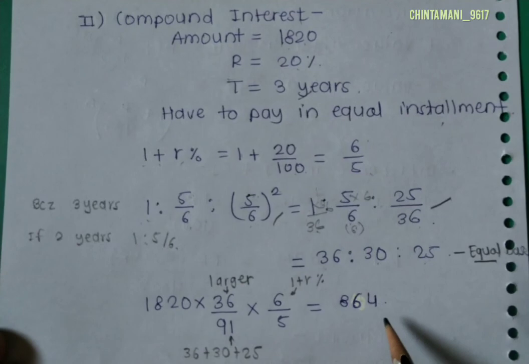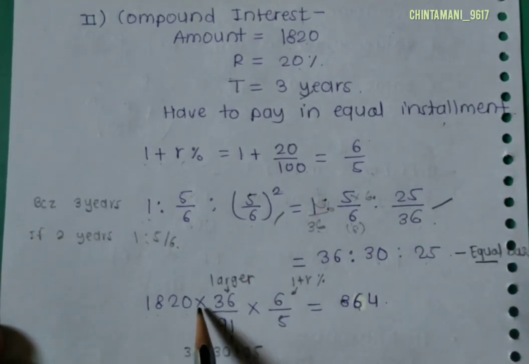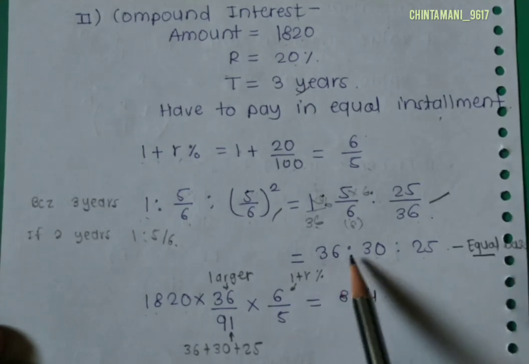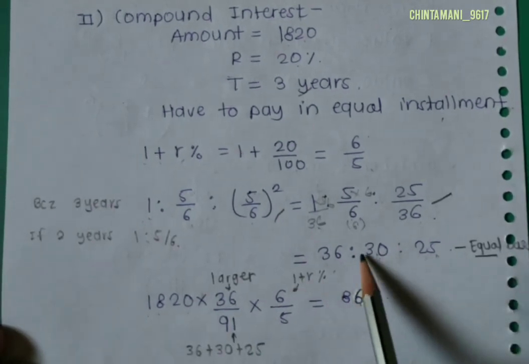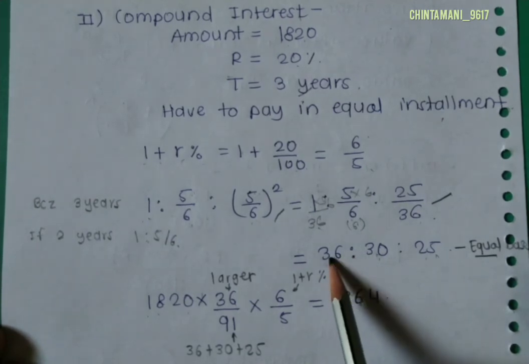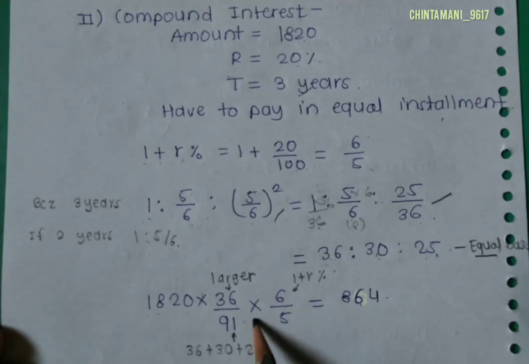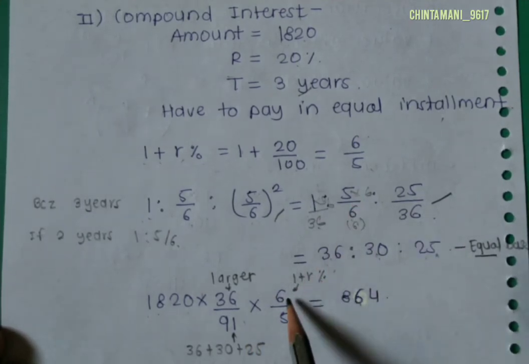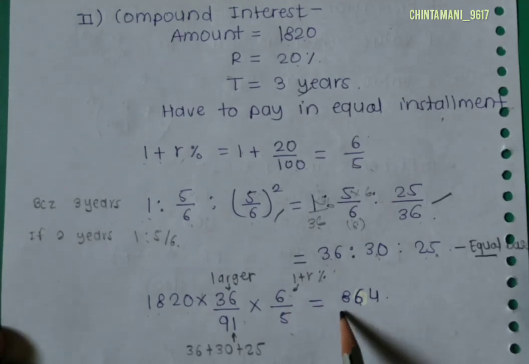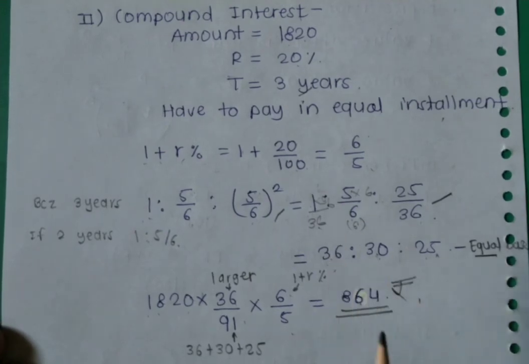Then the main step is here. The given amount, that is 1820, into the largest of these three, that is 36, divided by the addition of 36 plus 30 plus 25, that is 91, into 1 plus r percentage, that is 6 by 5. You have the equal installment for the compound interest.